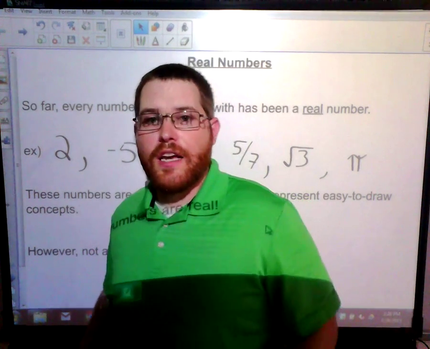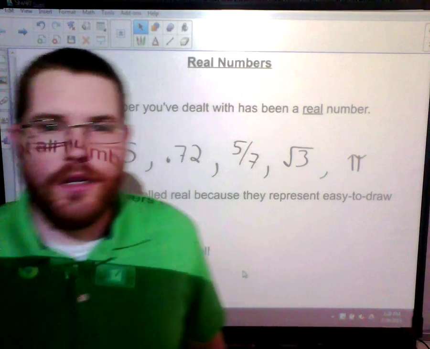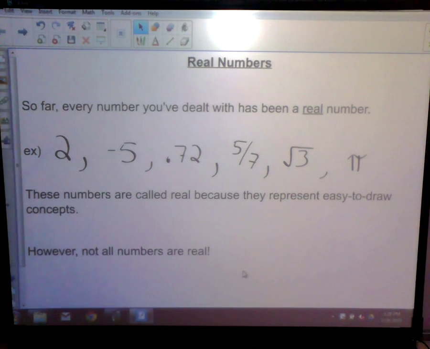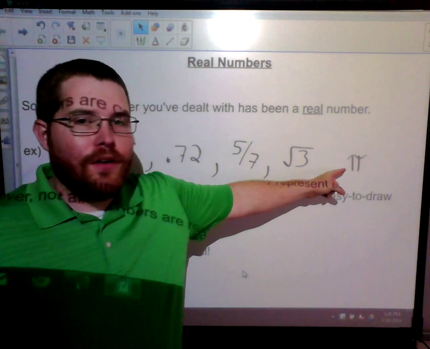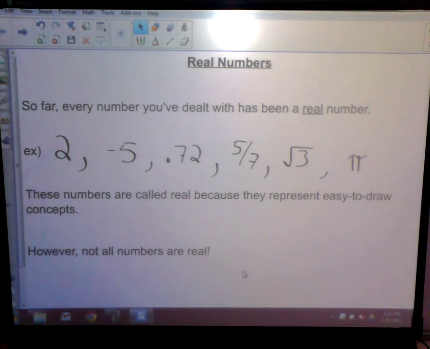Hey everyone, today we're going to talk about real, imaginary, and complex numbers. So far everything you've ever dealt with is a real number. These numbers are called real because they represent easy to draw concepts. Somebody's going to say, how do you draw pi? Well, pi is the circumference of a circle with a diameter of 1.